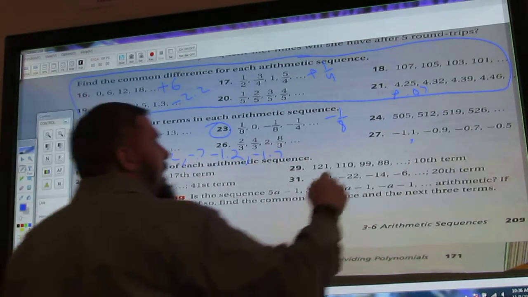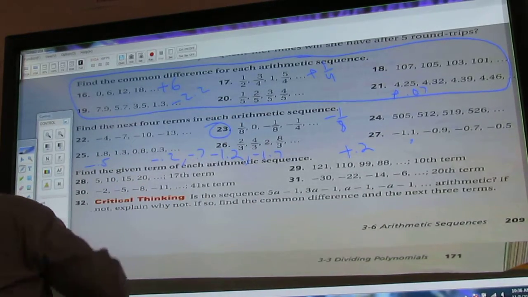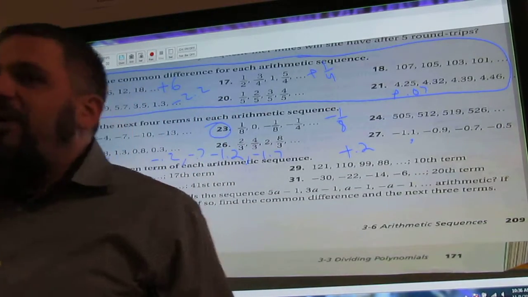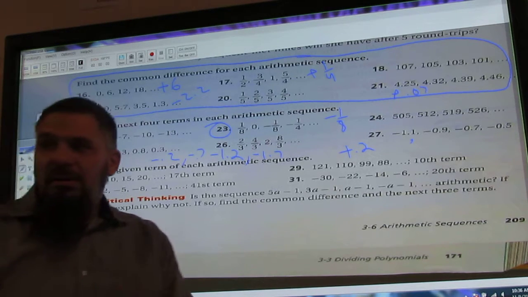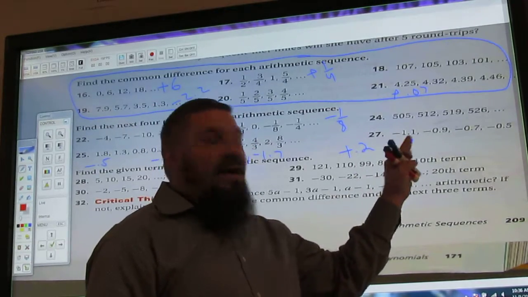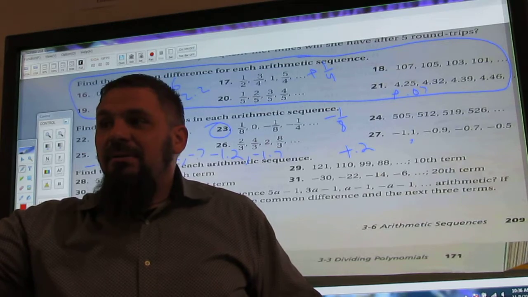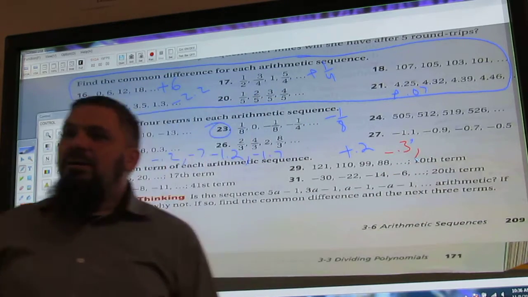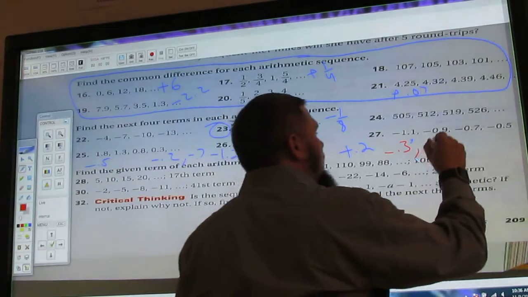I'm adding 0.2. Okay? So what is it? If I add 0.2 to negative 0.5, how far is that going to go? Remember what direction it's going. 11, 9, 7, 5. Negative 0.3. Now what? What's 0.2 less than that? Negative 0.1.